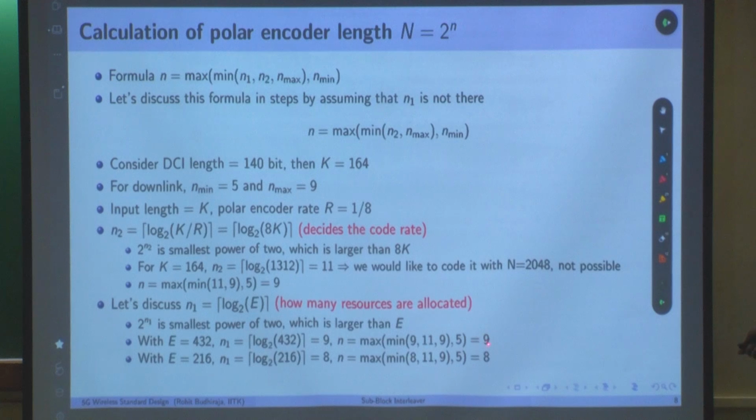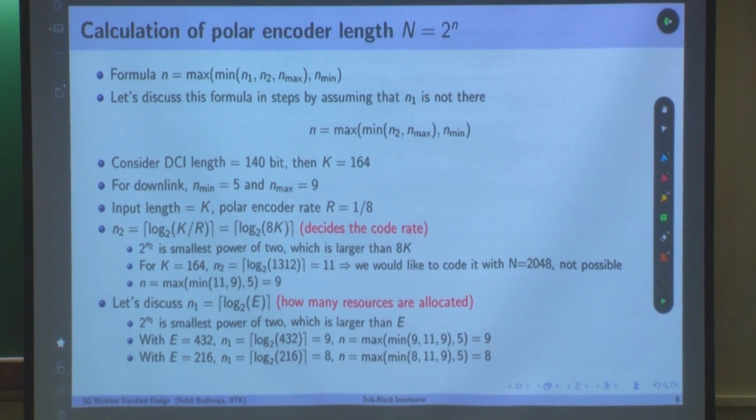So what are we saying here? In this case, the polar encoder will give out 512 bits. In this case, the polar encoder will give out 256 bits. Now, this is a key idea. If a user is allocated a lower number of bits, why should the polar encoder generate a higher number of bits? The payload is not changing, K is always 164. In this case, the core set size is such that you are allowed to transmit 432 bits, and in this case 216 bits. So the polar encoder will generate only a barely sufficient number of bits which the PDCCH, or the core set, is allowed to transmit. So that's how it is decided.